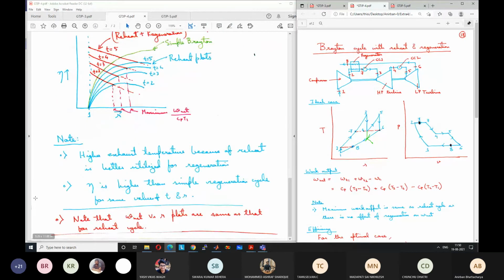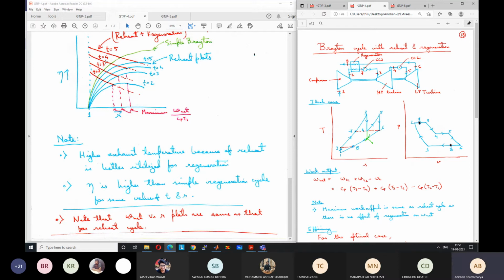So to summarize, higher exhaust temperature because of reheat is better utilized for regeneration, and efficiency is higher than simple regeneration cycle for the same value of T and R. Note that work versus R plots are same as for the reheat cycle that we already discussed.